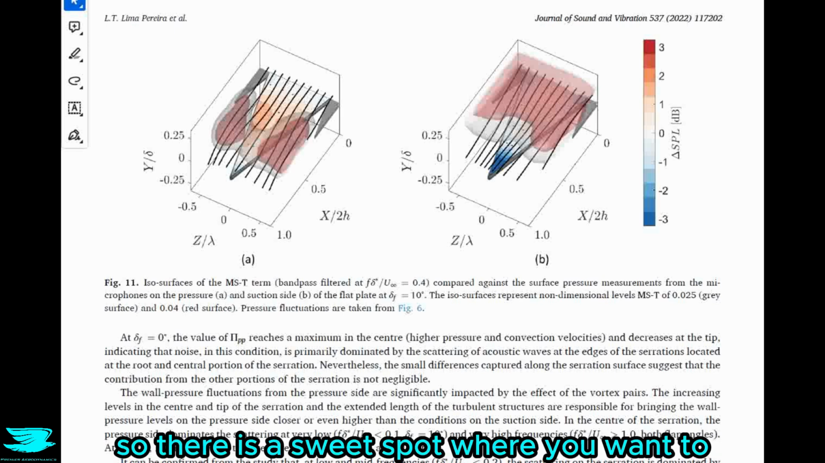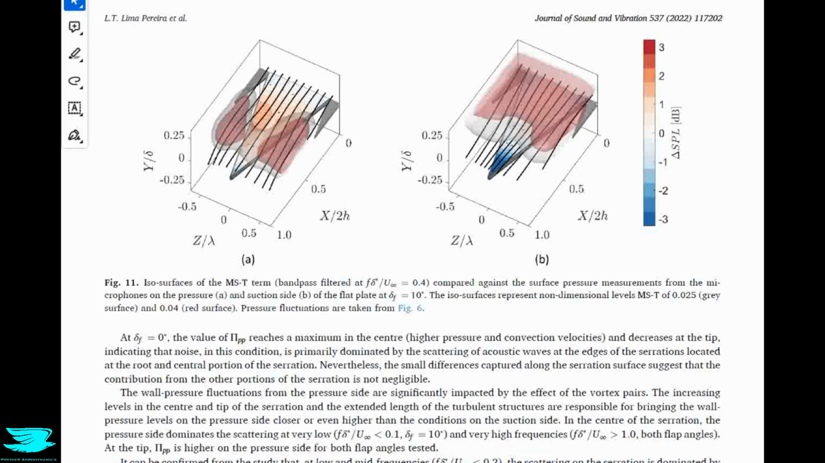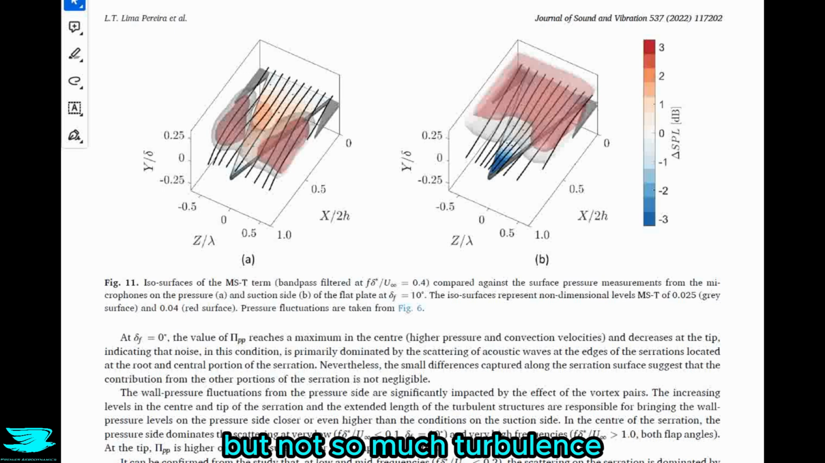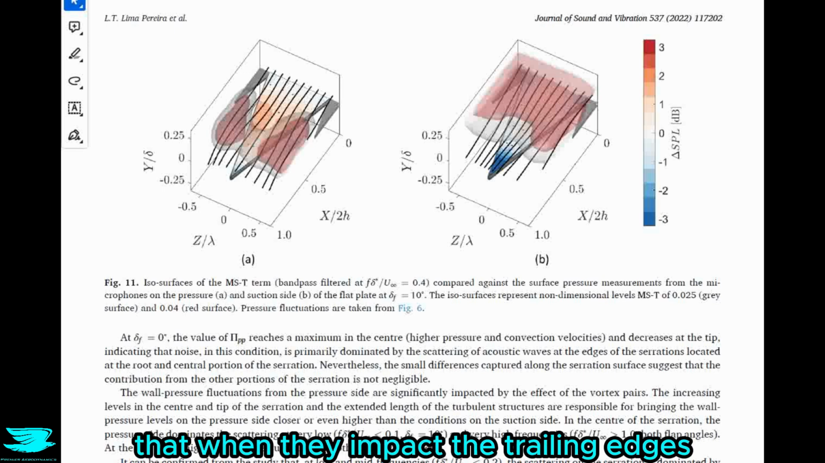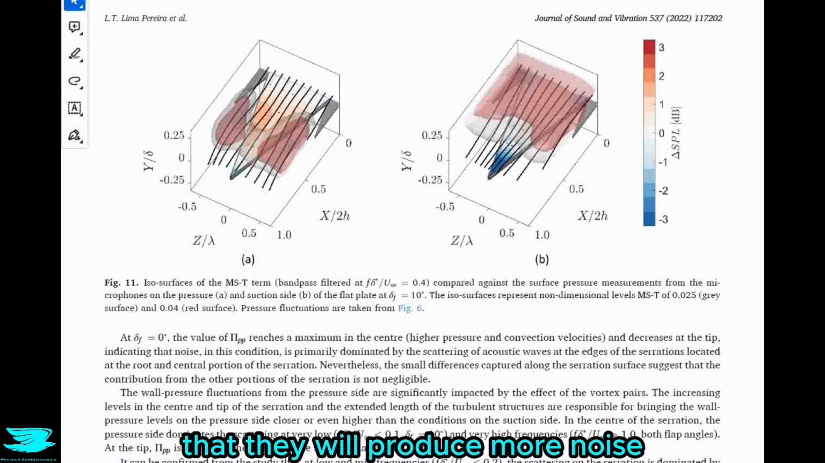So there is this sweet spot where you want to effectively create these vortices, but not so much turbulence intensity and not so strong vortices that when they impact the trailing edges, that will produce more noise.